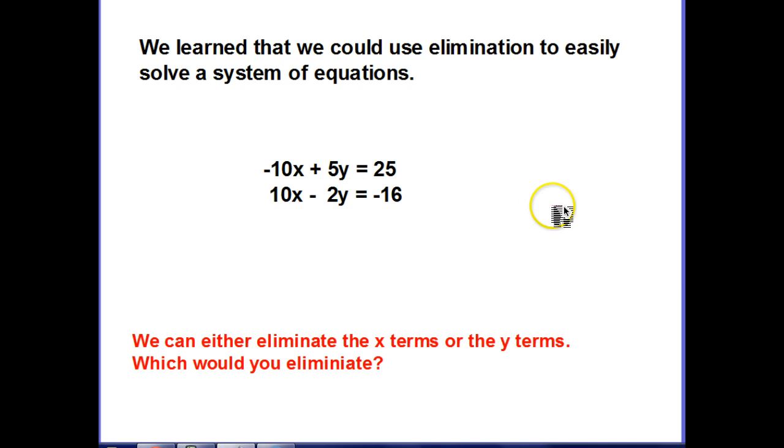Previously, what we've learned is that we can use elimination to easily solve a system of equations. Now for this set of functions, negative 10x plus 5y equals 25 and 10x minus 2y equals negative 16, we can either eliminate the x terms or the y terms. Which would you eliminate?